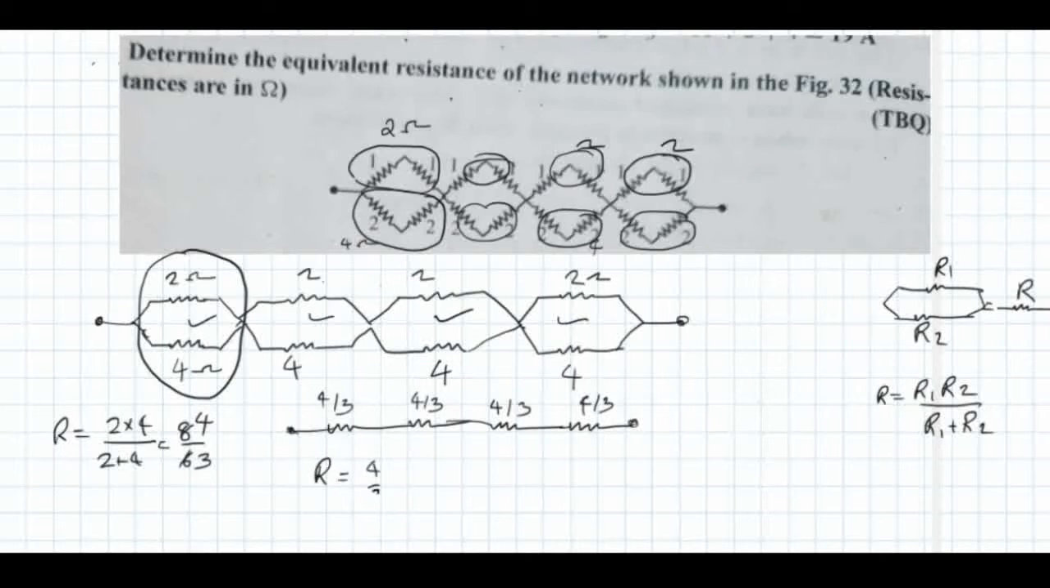Therefore, what is the effective resistance? We know when the resistors are in series, the effective resistance will be R1 plus R2 plus R3 etc. That means here we can find the effective resistance as 4/3 plus 4/3 plus 4/3 plus 4/3, that is 16/3 ohm. So 16/3 ohm is the effective resistance of this network.